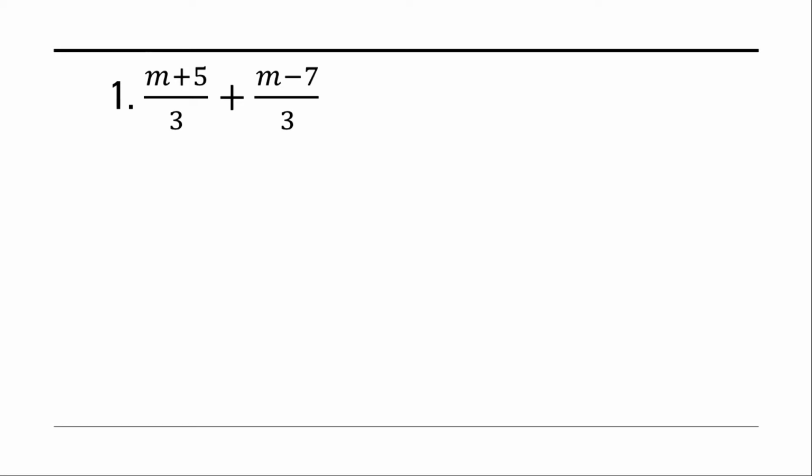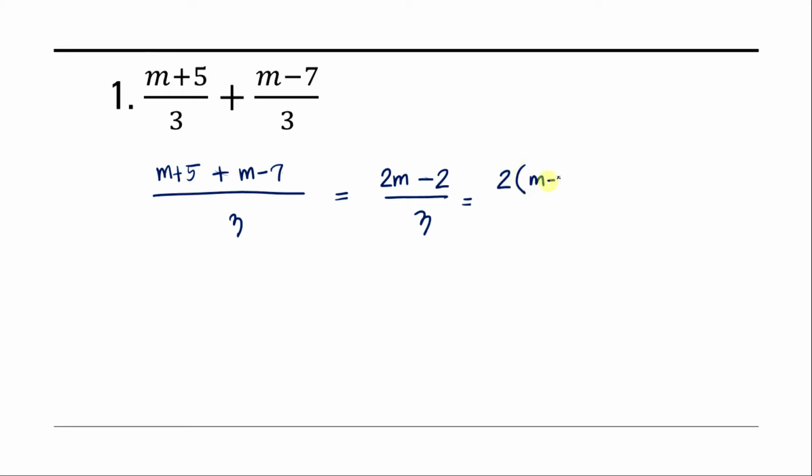Let's try number 1. Let's have m plus 5 over 3 plus m minus 7 over 3. Having the common denominator 3 and combining the numerators, m plus 5 plus m minus 7. Combining like terms, m plus m, that is 2m, 5 minus 7, that is negative 2. We can simplify our answer by factoring out. So that is 2 times m minus 1 over 3.